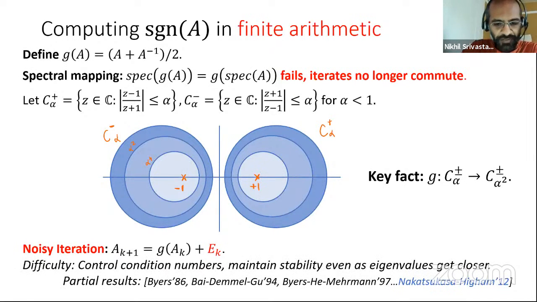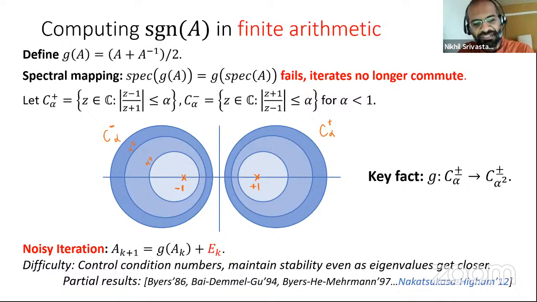And there have been many previous works studying this problem. So Byers identified some cases where this does and doesn't converge. And then Bai, Demmel, and Byers, Higham, and Mehrmann showed that if you have a matrix such that this converges, then it gives you a good approximation of the sine function. But it was still open to actually prove that it does converge for some large class of matrices.